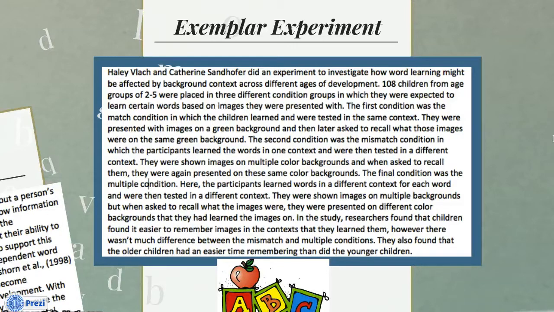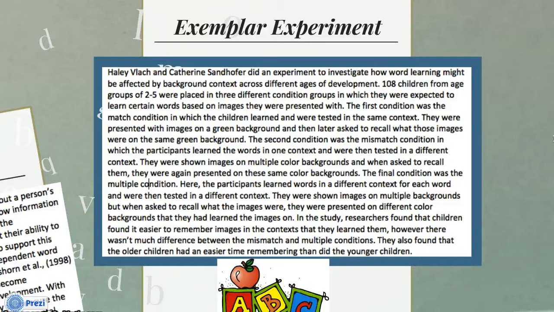The final condition was the multiple condition. Here, the participants learned words in a different context for each word, and then they were tested in an even different context. They were shown images on multiple backgrounds, but when they were asked to recall these images, they were presented on a different color background than they had learned them.